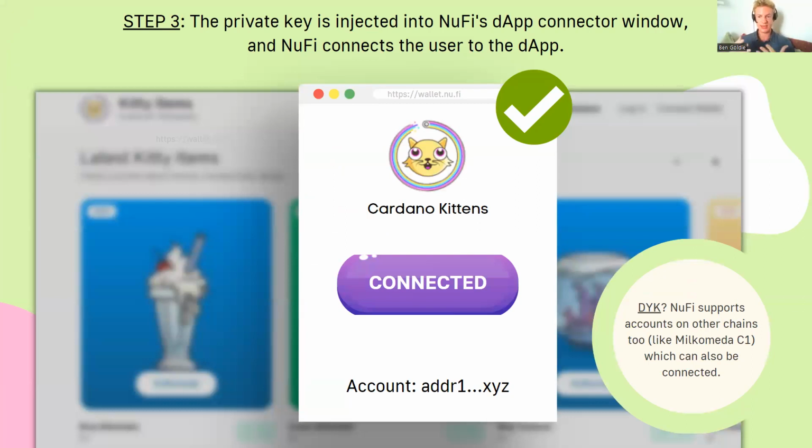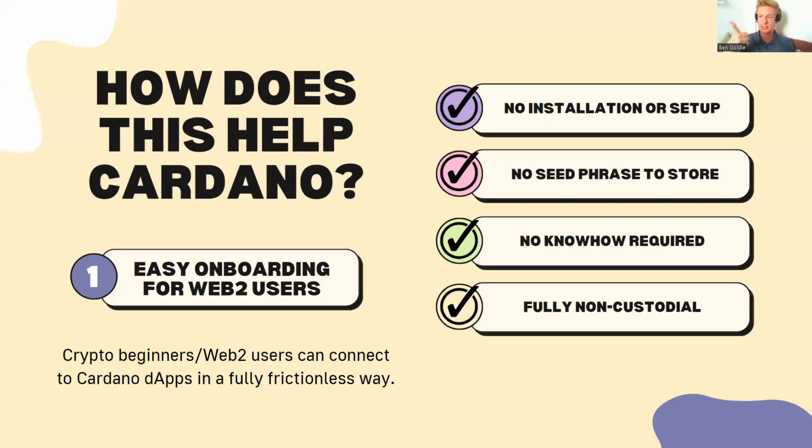So what it means simply is you can recommend your favorite Cardano dApps to anybody, and they don't need to be a crypto user. They don't need anything. There's no installation or wallet setup. There's no seed phrase to write down, but the user can. We'll get to that in a second. There's no crypto or Cardano knowledge required. And the complete solution here is fully non-custodial.